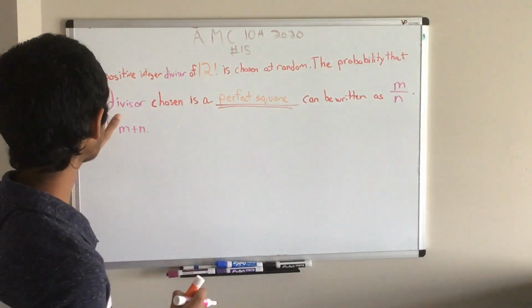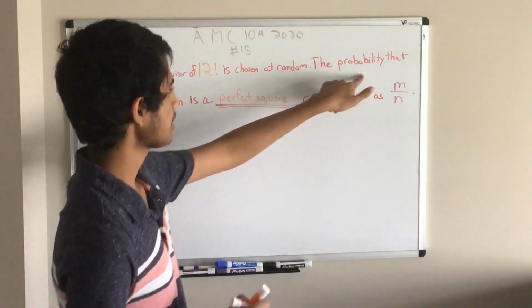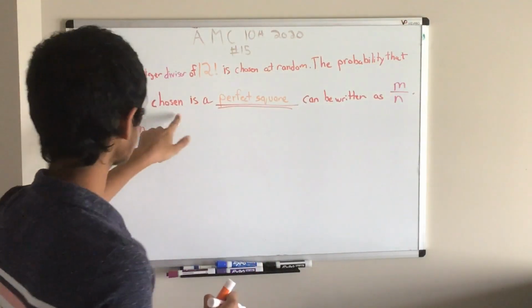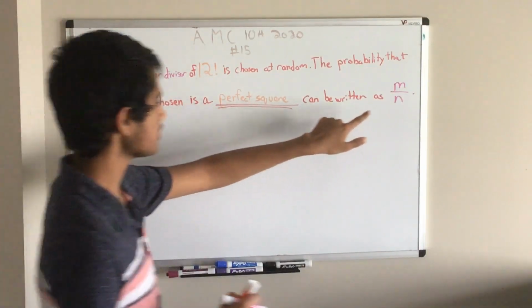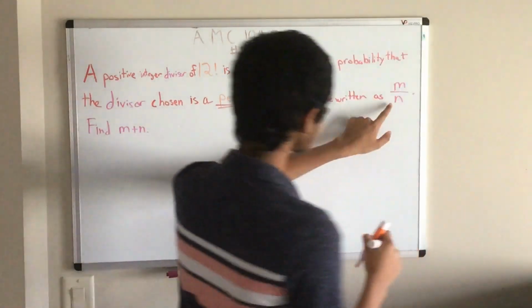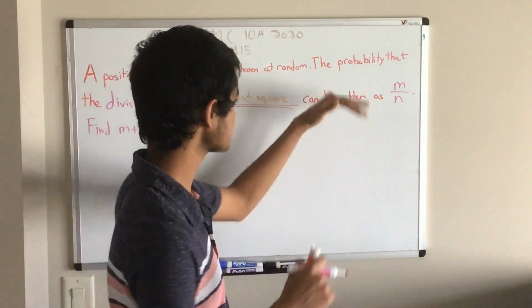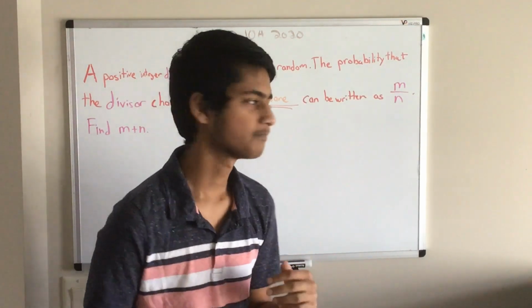So the question reads, a positive integer divisor of 12 factorial is chosen at random. The probability that the divisor chosen is a perfect square can be written as m divided by n. And we're asked to find m plus n. And obviously m divided by n is going to be in lowest form, so we're going to have to simplify the fraction once we get a fraction.